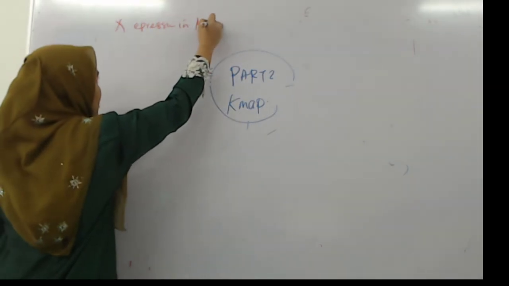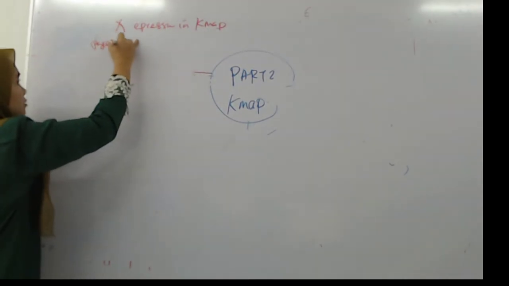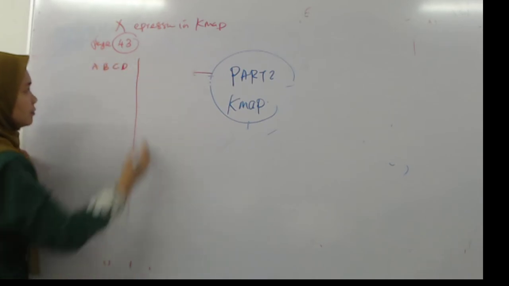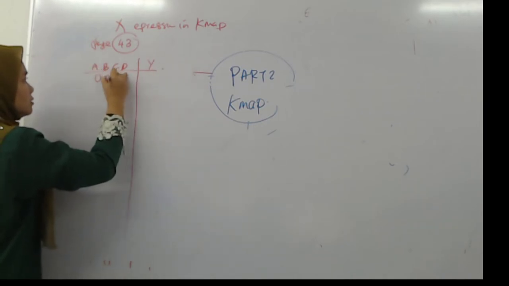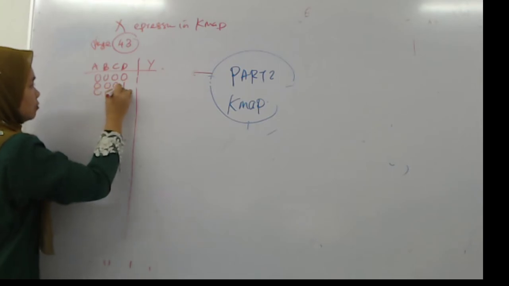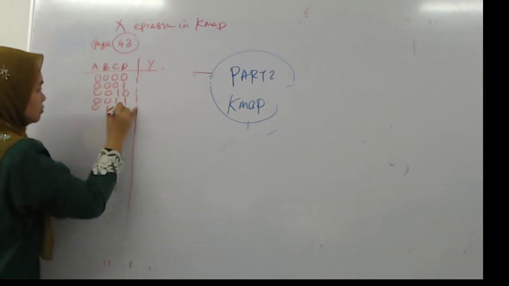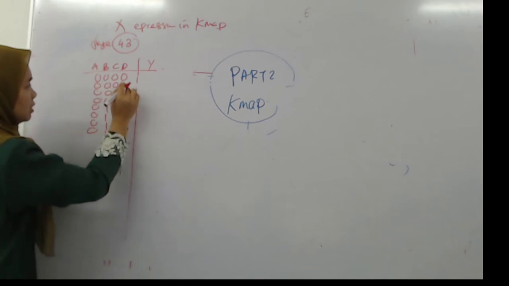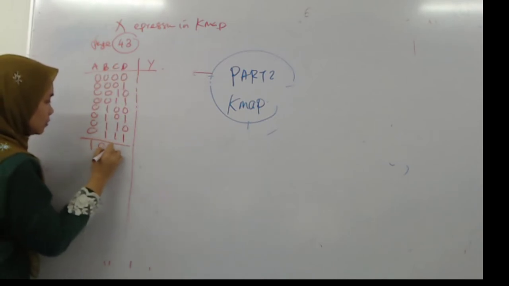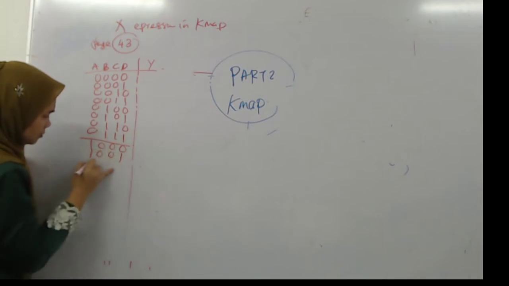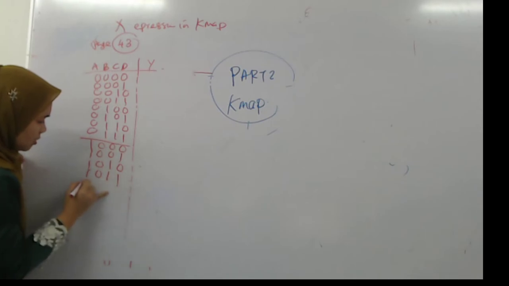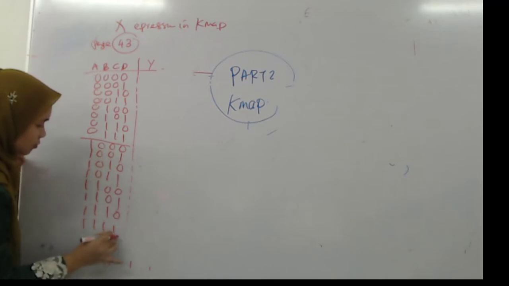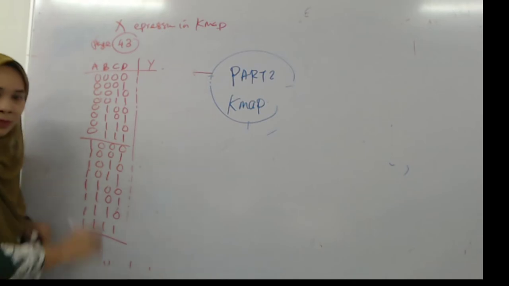The example is on page number 43. So we have A, B, C, D, and then we have Y. Make it small. Then 0, 0, 0, 0, 0, 0, 0, 1, 0, 0, 1, 0, 0, 0, 1, 1, 0, 1, 0, 0, 0, 1, 0, 1, 0, 1, 1, 0, 0, 1, 1, 1. That is 8. We have another half, 1, 0, 0, 0, 1, 0, 0, 1, and so on. So the total is 16.